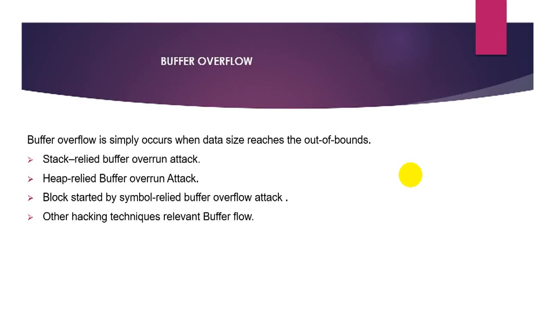The third one is block started by symbol based buffer overflow attacks. The whole idea of the block started by symbol, or BSS, is that when any program starts running, all variables, either local or global, which are not assigned an initial value, or which are initialized with 0, are placed in the BSS, which is generated automatically. Consequently, the BSS area can result in buffer overwriting in the buffer that has been created there. Subsequently, the BSS area can be exploited by some hackers to overwrite data.